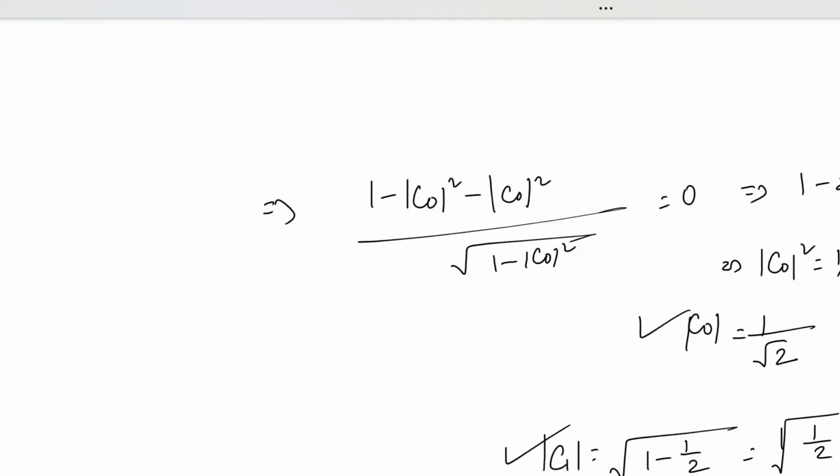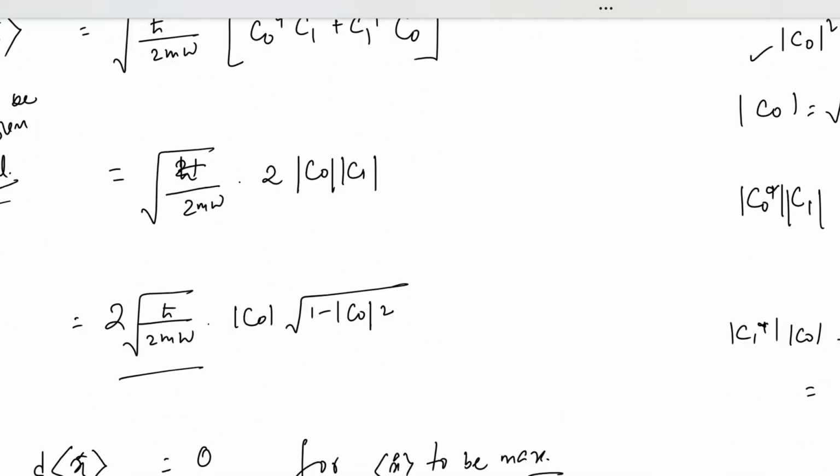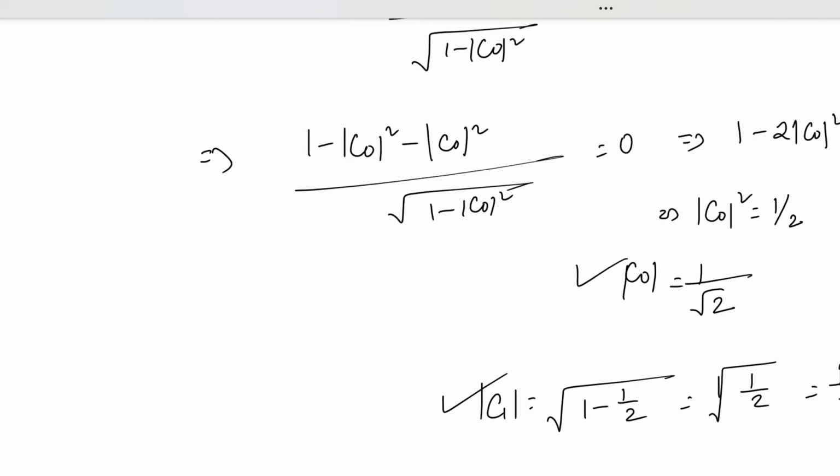So you get your maximum expectation value of x cap as root over of h cut by 2m omega. So what was that? Root over h cut by 2m omega into 2 into c0 c1. So this into 2 into c0, whose modulus is 1 by root over 2, and c1, whose modulus is 1 by root over 2. So this and this cancel out. So you are only getting root over of h cut by 2m omega as the maximum expectation value.